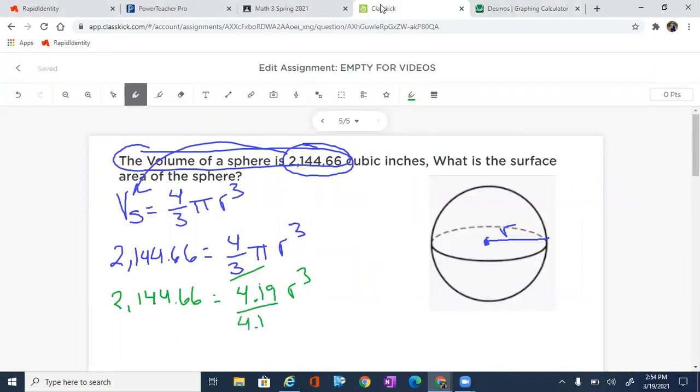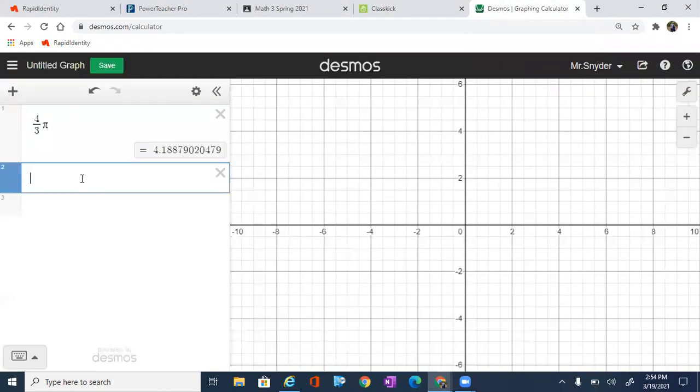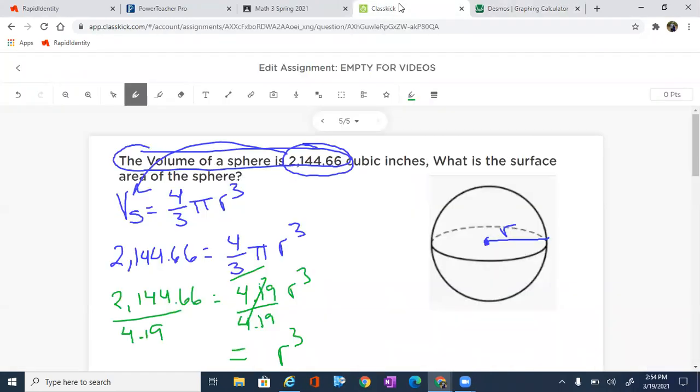Okay, and once we've got that, I'm going to take that 4.19 and divide that off. So r cubed equals, let's type this in, 2,144.66 divided by that 4.19. Okay, and when we've got that, it's going to give us 511.9.